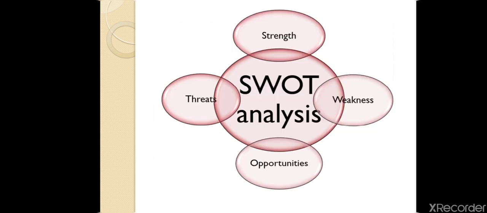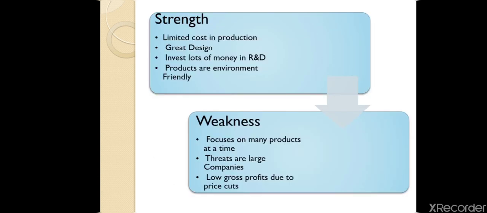The next is a SWOT analysis of the Samsung company. The first is strengths: limited cost in production, great design. Samsung offers a lot of handsets with different types of designs, unlike its nearest competitor, Apple iPhone. It invests lots of money in R&D. Products are environment friendly, cost and quality focused. When it comes to production cost, Samsung has reached economies of scale. It outsourced its production to different countries, which gives it a competitive advantage in producing quality products at small cost.